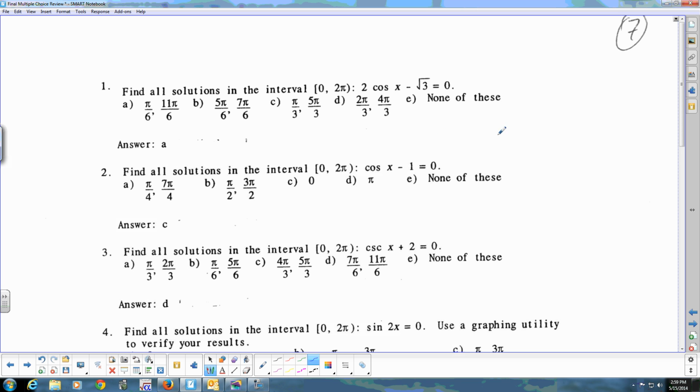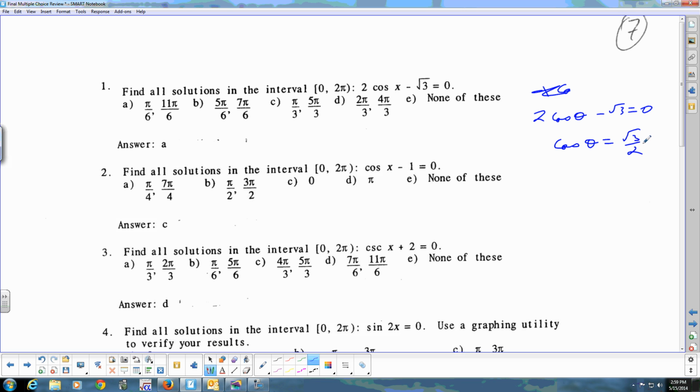Last page for your homework for tonight. Find all the solutions. All right? So you have 2 cosine theta minus square root of 3 is equal to 0. Add the square root of 3, divide by 2. And then you're asking yourself, where does that happen? It's a unit circle question, you guys.